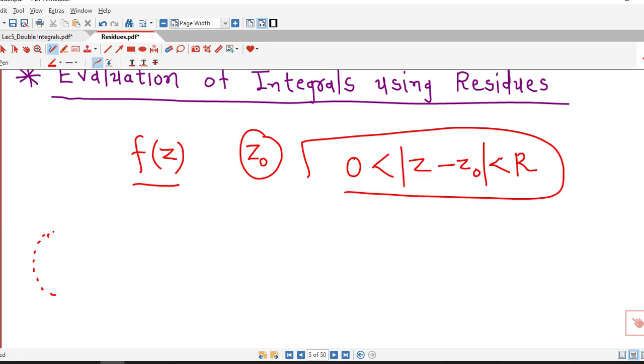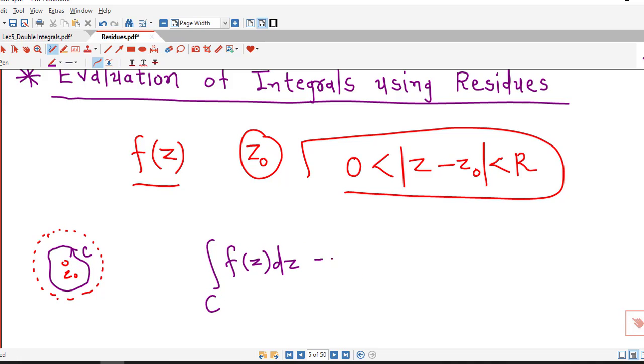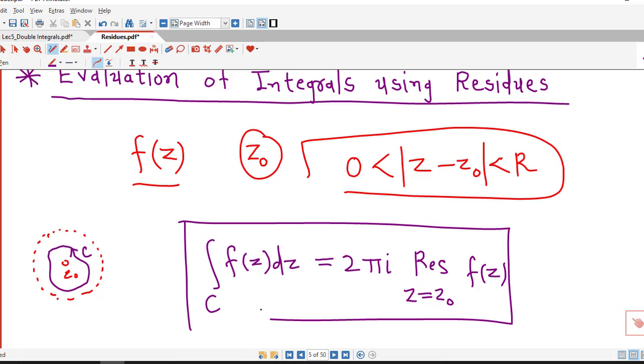Suppose this is the deleted neighborhood of z0, and suppose we have some simple closed contour around this z0. Then the integral of f of z along this simple closed contour in the counterclockwise direction is given by 2 pi i times the residue of the function f of z at the point z0. So using this formula we can evaluate certain types of integrals.